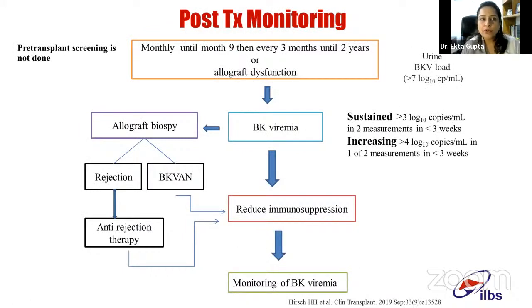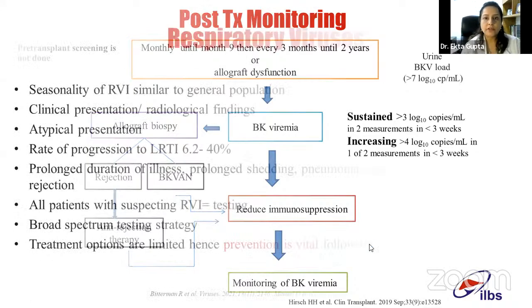So this is the monitoring approach. There are no pre-transplant screening guidelines. One has to keep monitoring for any allograft dysfunction or any signs of nephropathy, and then you can do monitoring by urine BK virus PCR. If it is more than 7 log, you can go ahead and get a BK virus blood PCR done. If it is increasing beyond 5 log, then a biopsy is done to determine whether it is rejection or proven BK virus nephropathy. The only thing is that you have to reduce the immunosuppression and keep monitoring for control of BK virus, because in 10% of cases non-significant BK viremia can be there. So one has to follow it as an algorithm and test these samples.